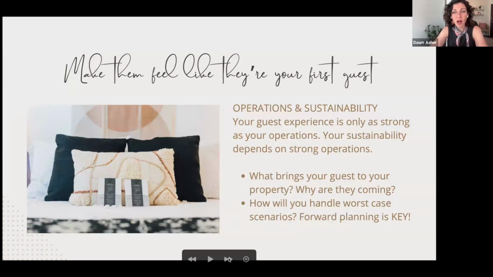So when it comes to your operations and sustainability, none of your small touches and details, even down to how your throw blanket is placed on the bed, all of those things could completely fall flat if you don't have the right team in place for actually presenting those details in the way that you have envisioned, the way your designer has envisioned, the way that you have invested in that vision.